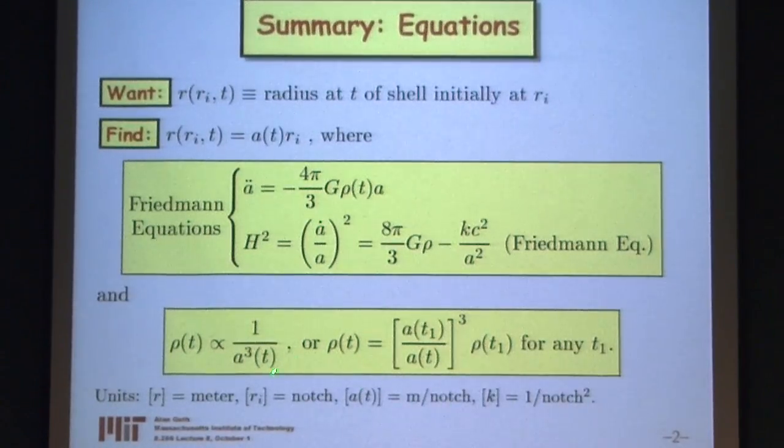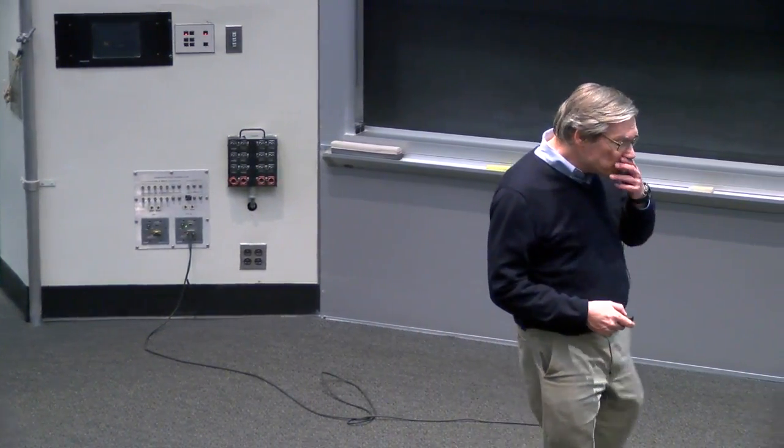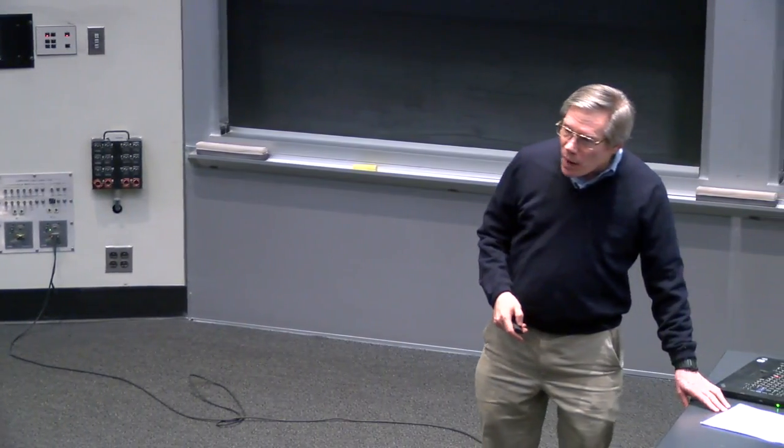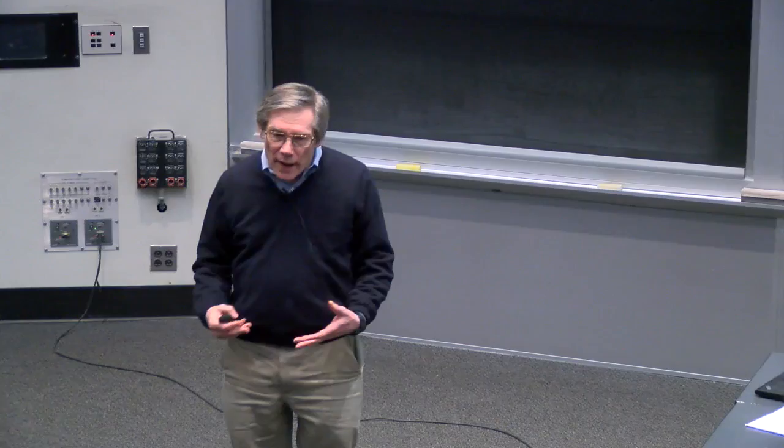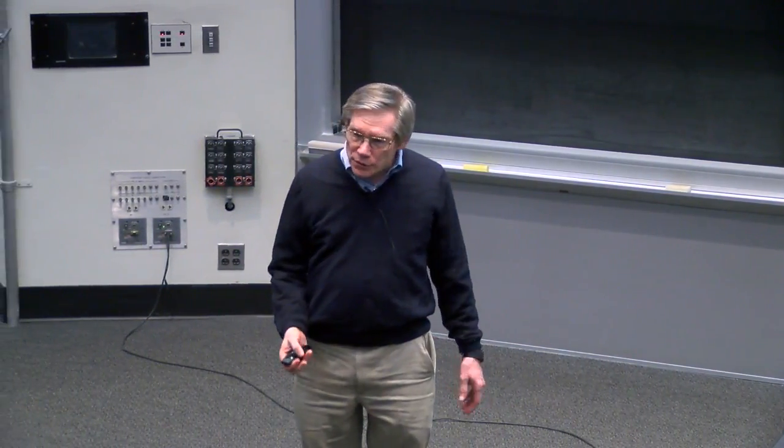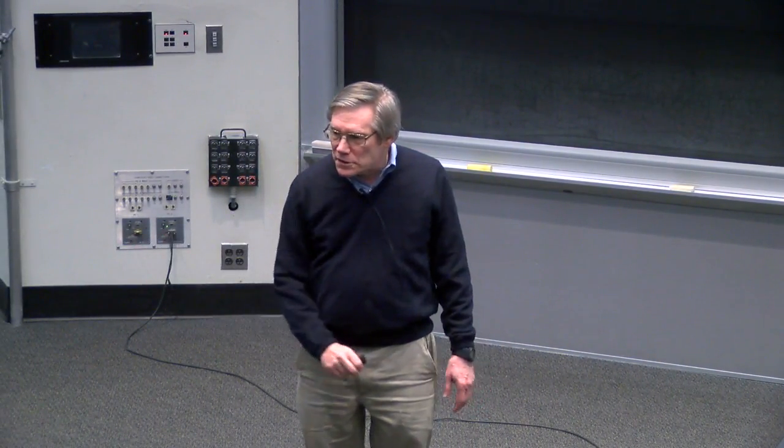If one works through how things depend on these units, one finds that this new quantity that we introduced, little k, which all we know is that it's a constant, has the units of 1 over a notch squared. And that has some relevance to us because it means that we can make little k have any value we want by choosing different definitions for the notch. And the notch is up for grabs. We're just inventing a unit to use to measure our co-moving coordinate system.